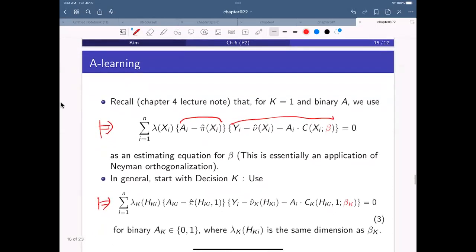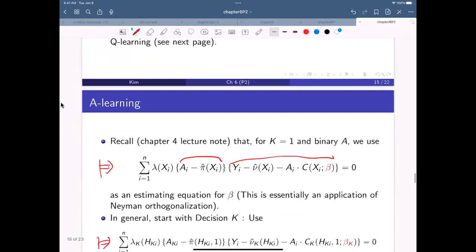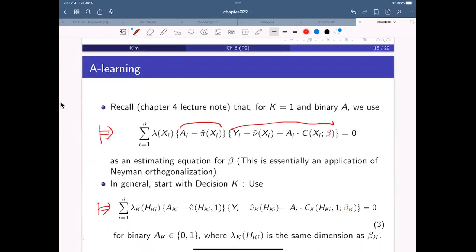We're going to apply the same idea, but we now have multiple stages. The idea is we can start with the decision K, the last stage, and then move backward. For the last decision, you can see the same thing, but we now have a subscript K, because we have K stages. So this has subscript K, and covariate, and this one should also be Ki.